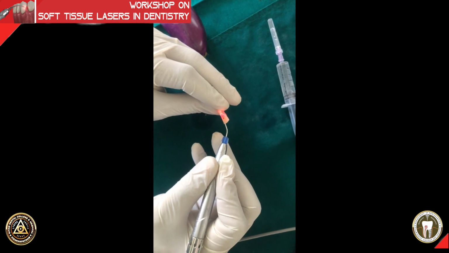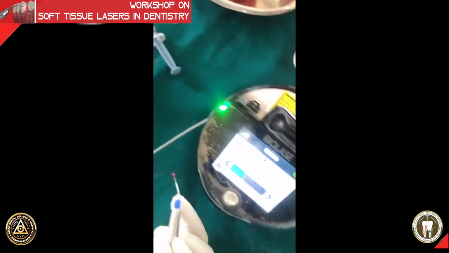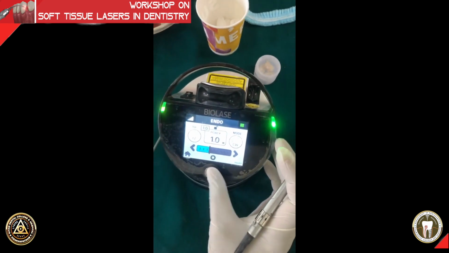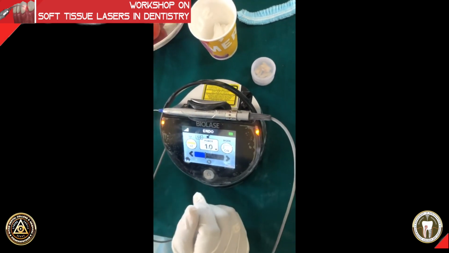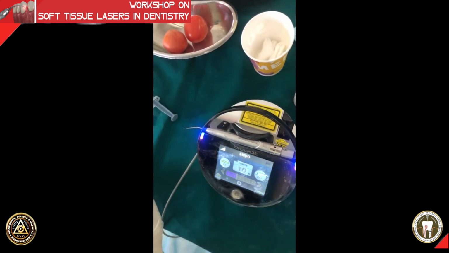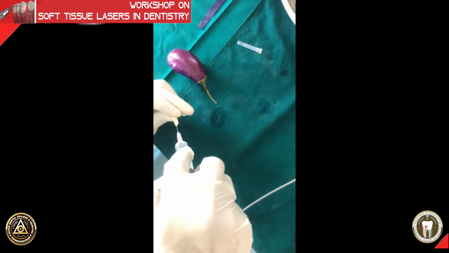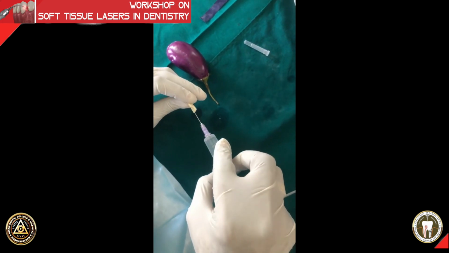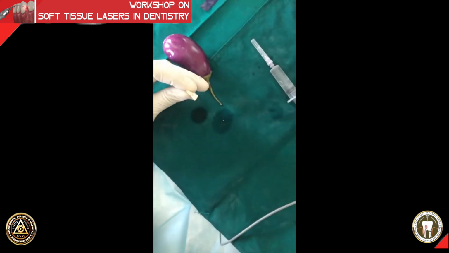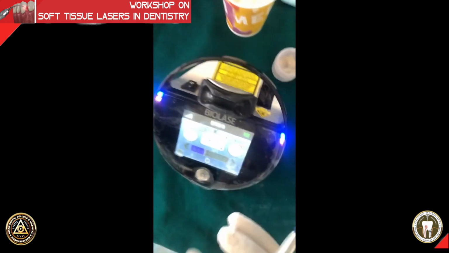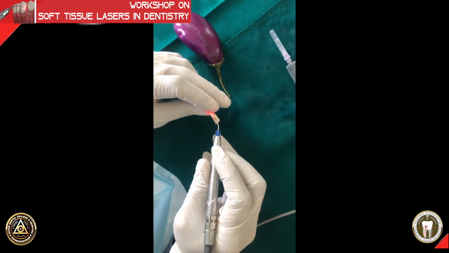Just run the tip within the prepared canal in a circular motion. I think you're doing it fast. 18 seconds, do it slow. So Dr. Ram is going to do it a little slowly again. We will be doing this 4 times for each canal. Do the disinfection, irrigate, and a 10-second gap, that is for thermal relaxation. Then again do the whole procedure, repeat it. Then again go back, irrigate, thermal relaxation 10 seconds, and repeat the circular motion of disinfection inside the canal.